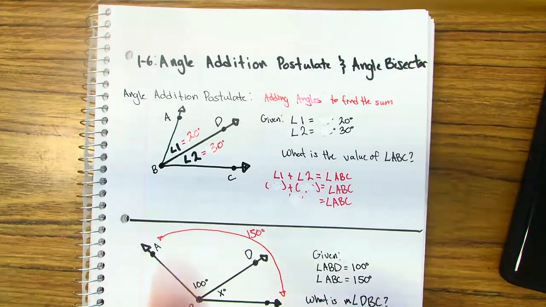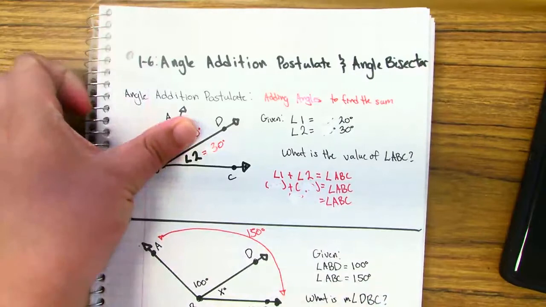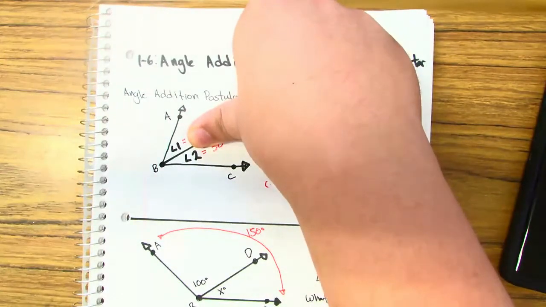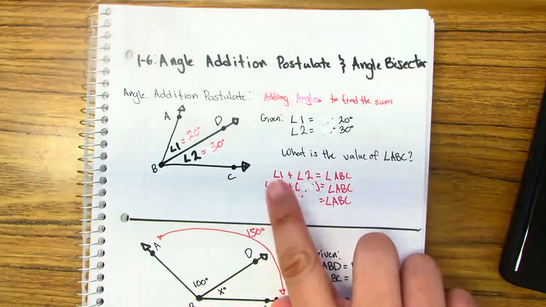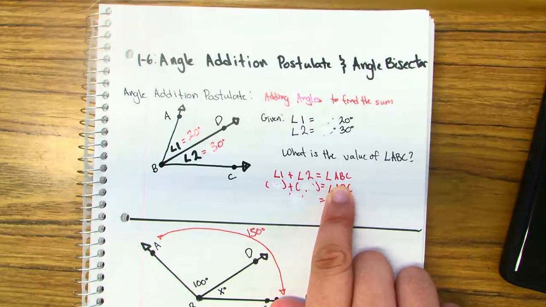So here, same thing, right? Angle 1, we're going to add angle 1 plus angle 2 to equal the total value, which is angle ABC. Okay? And here's the equation, angle 1 plus angle 2 equals angle ABC.